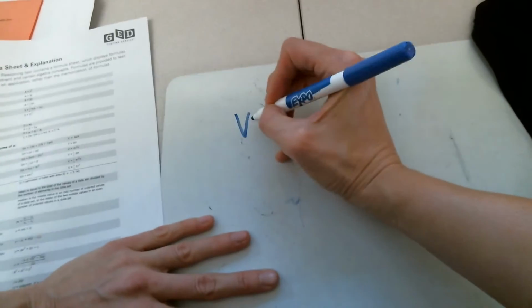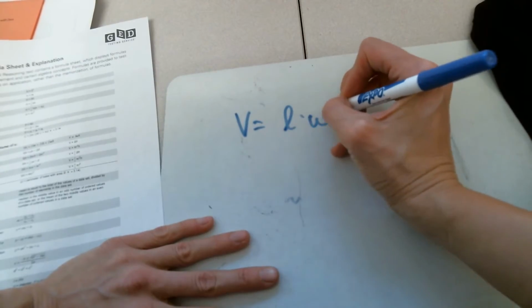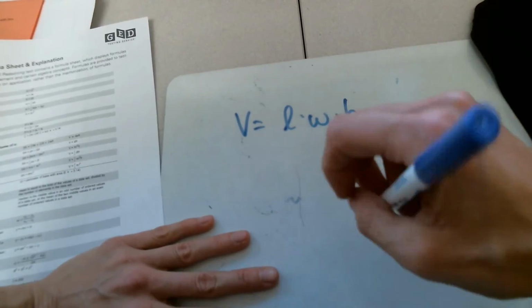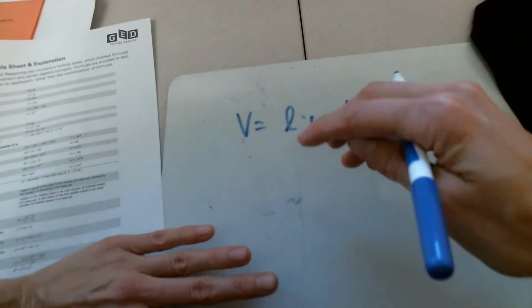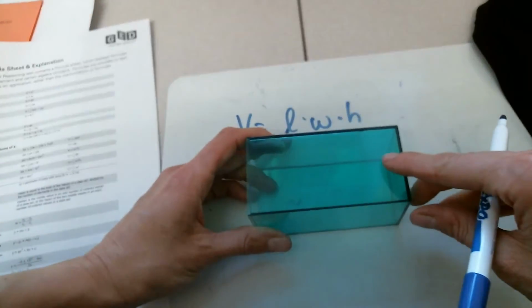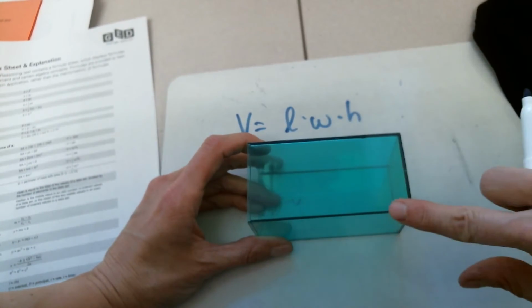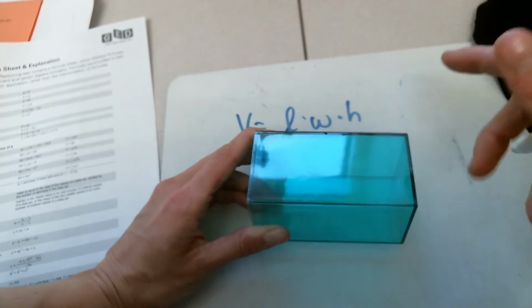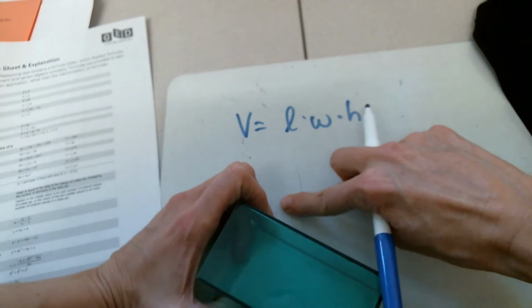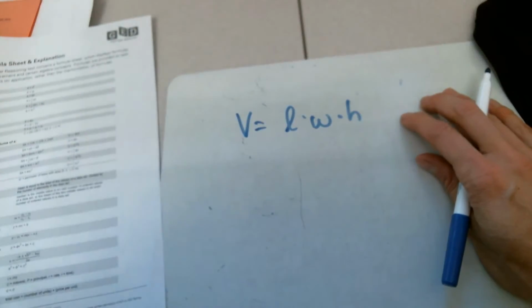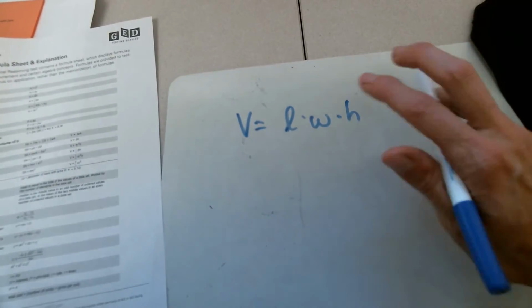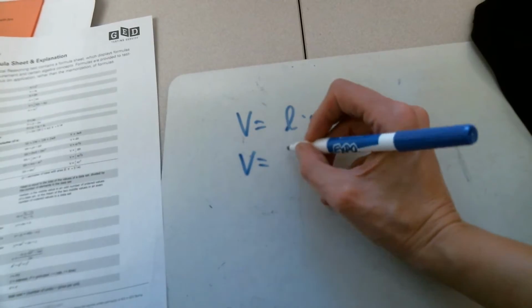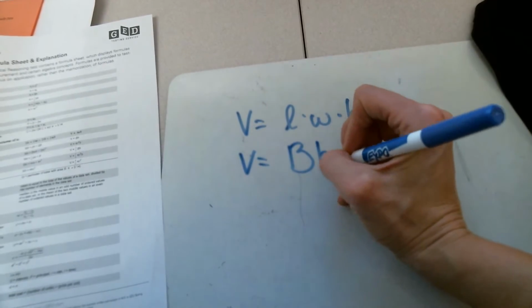So it says volume equals length times width times height for the rectangular prism. So that means for this rectangular prism, I would measure my length, my width, and my height. Okay, 3 dimensions, and I would multiply them together. For my right prism, volume equals capital B times H.